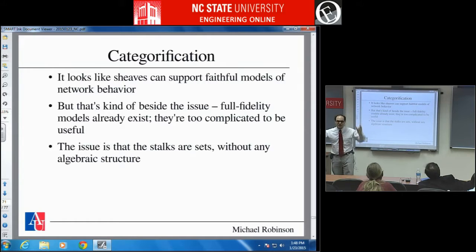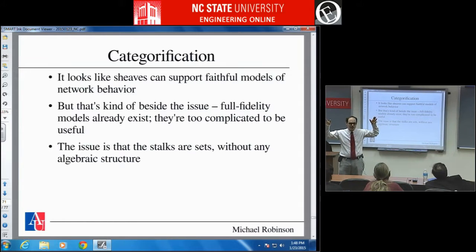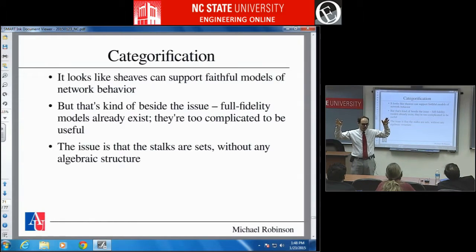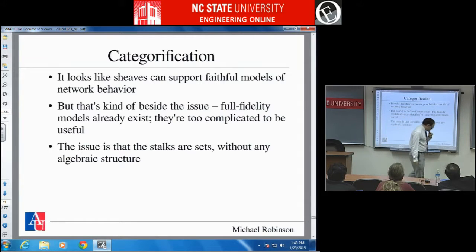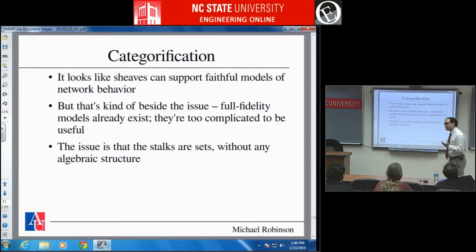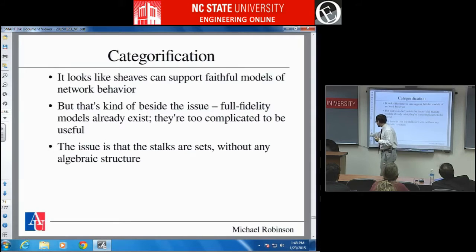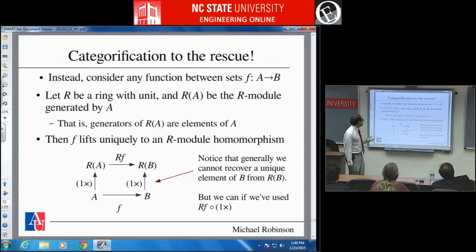This is kind of beside the point. I've got this really high fidelity store and forward queue model. Gosh, that's going to be computationally awful. I don't want to do that if I can avoid it. So the problem is that the stalks that I've built into this thing, they're all set valued. They're all set valued with no algebraic structure, which really impacts my ability to manipulate things. What I really want to do is I want them to have better algebraic structure.